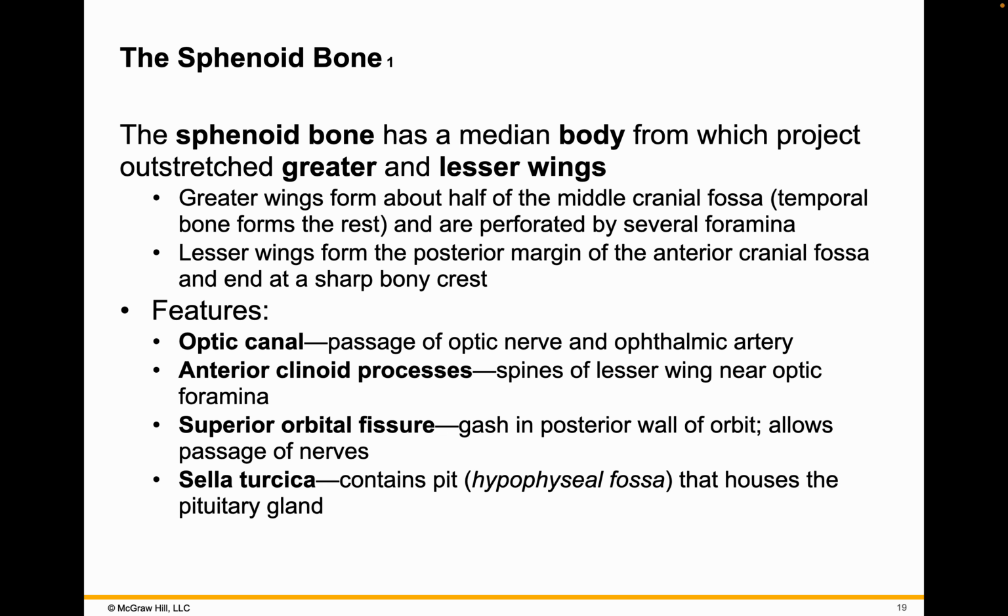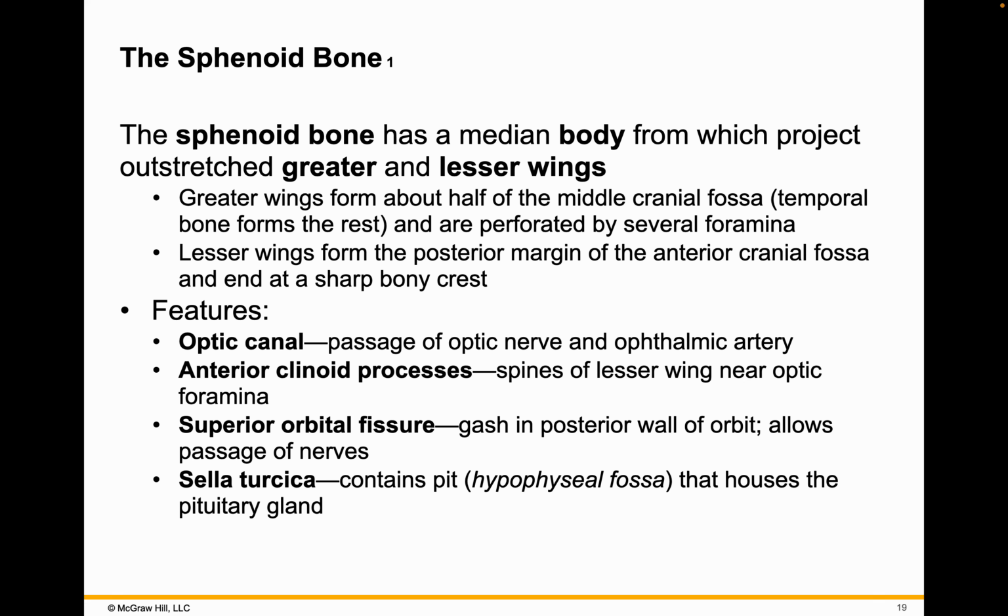The sphenoid bone has a median body, which projects greater and lesser wings. The greater wings form about half the middle cranial fossa and are perforated by several foramina. The lesser wings form the posterior margin of the anterior cranial fossa and end with a sharp bony crest. Here we have the optic canal for the optic nerve and the ophthalmic artery, and the anterior clinoid processes, spines of the lesser wings near the optic foramen.